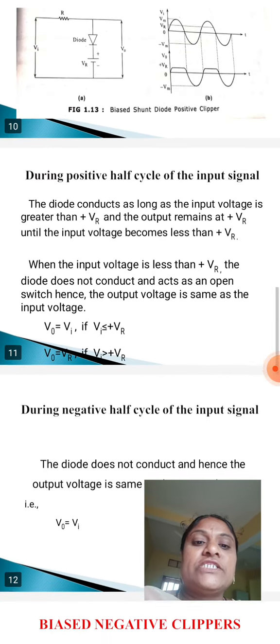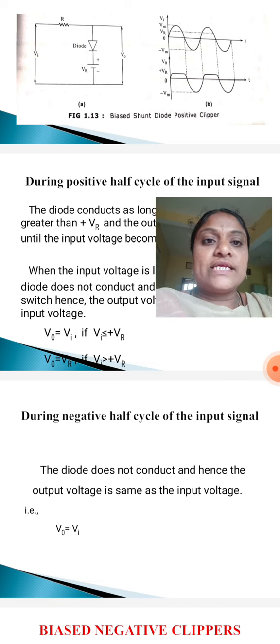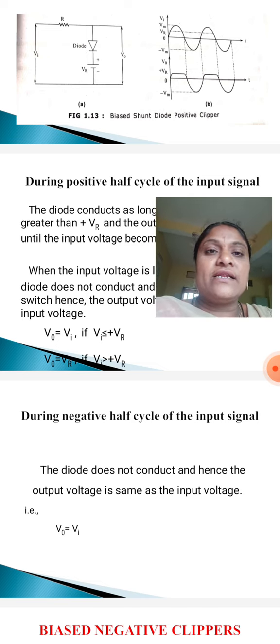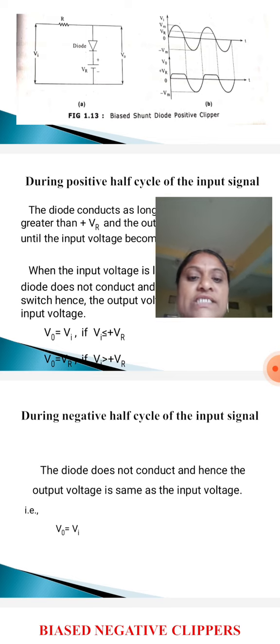And next, during the negative half cycle of the input signal, the diode does not conduct, and hence the output voltage is the same as the input voltage, that is V0 equals Vi.